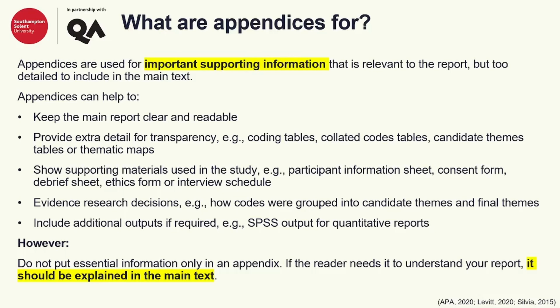When deciding whether something belongs in an appendix, ask yourself two questions. First, does the reader need this information to understand my report? If the answer is yes, explain it in the main text. Second, does the material provide useful supporting detail or evidence? If the answer is yes, it may also be included in the appendix. Once you have selected the appropriate materials, you need to organize and label them clearly.